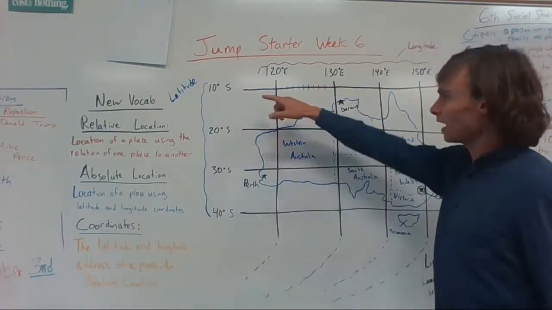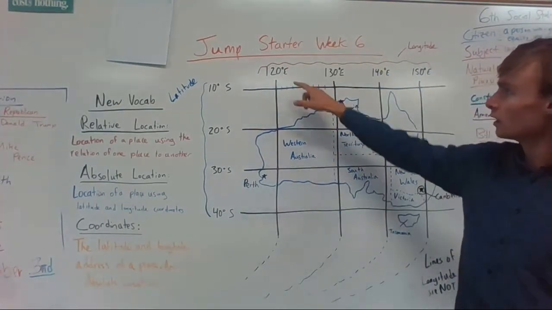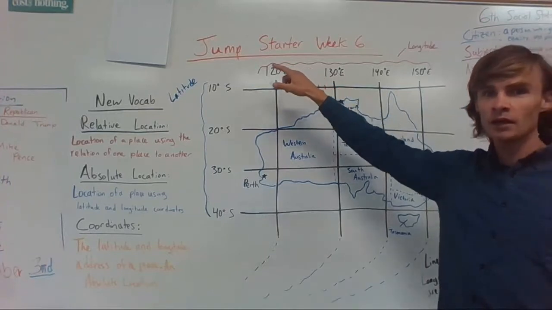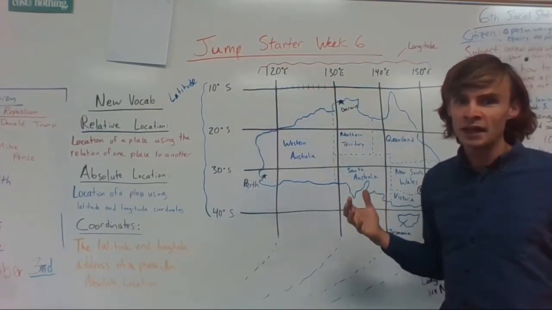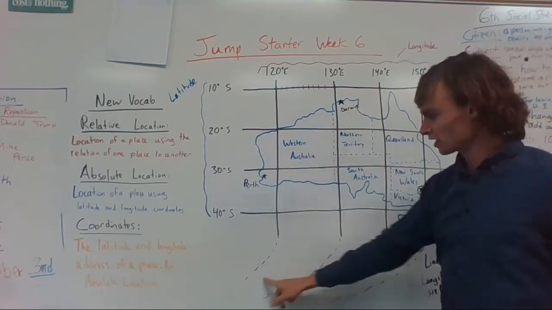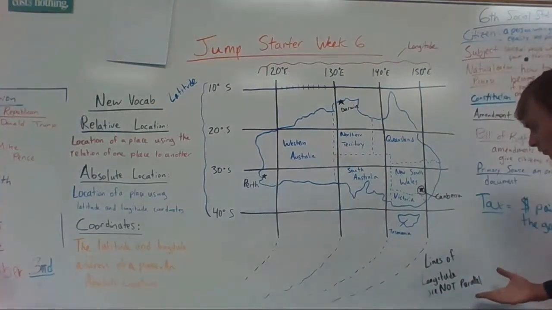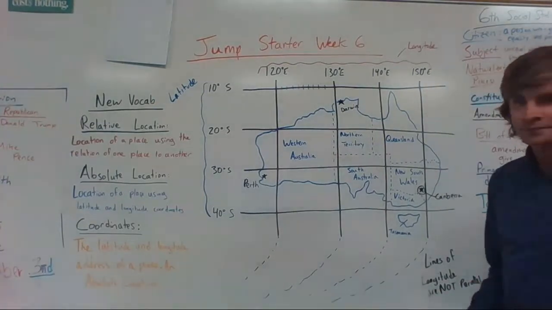So if you remember, lines of longitude run from the North Pole to the South Pole. They're measured in coordinates, numbers that go east to west. And although these lines may look parallel, I drew these dotted dashes at the bottom to remind you that the lines of longitude are not parallel.